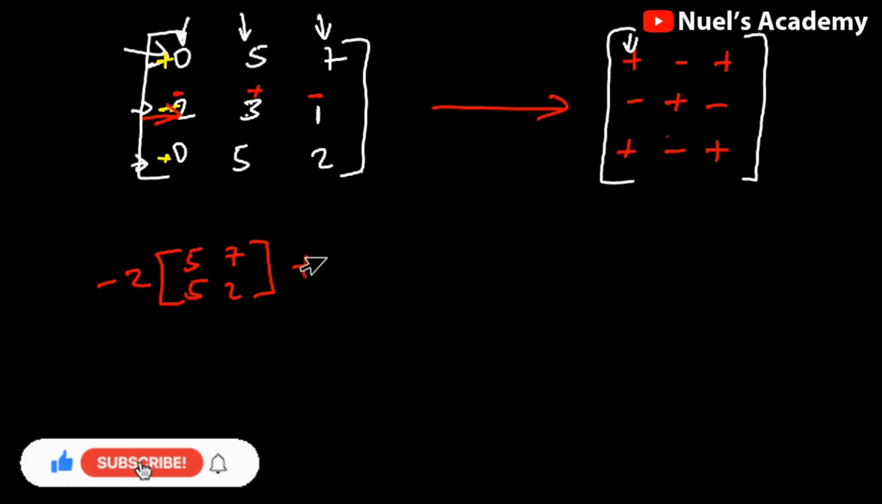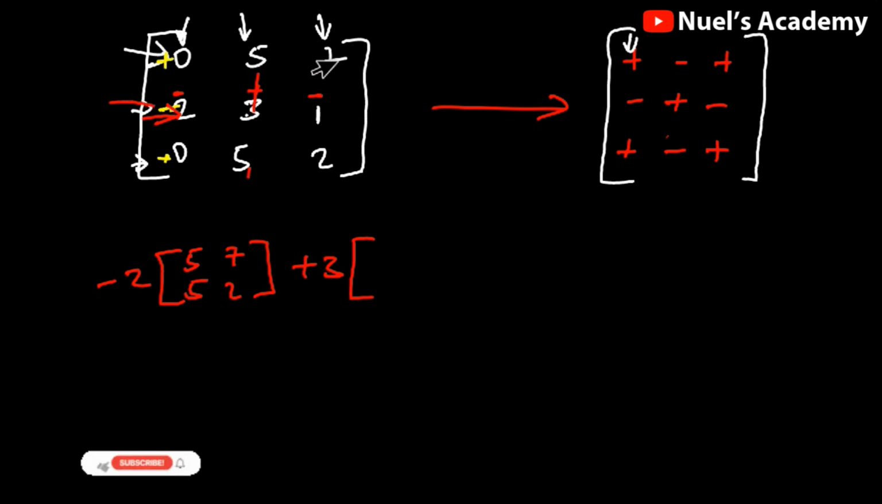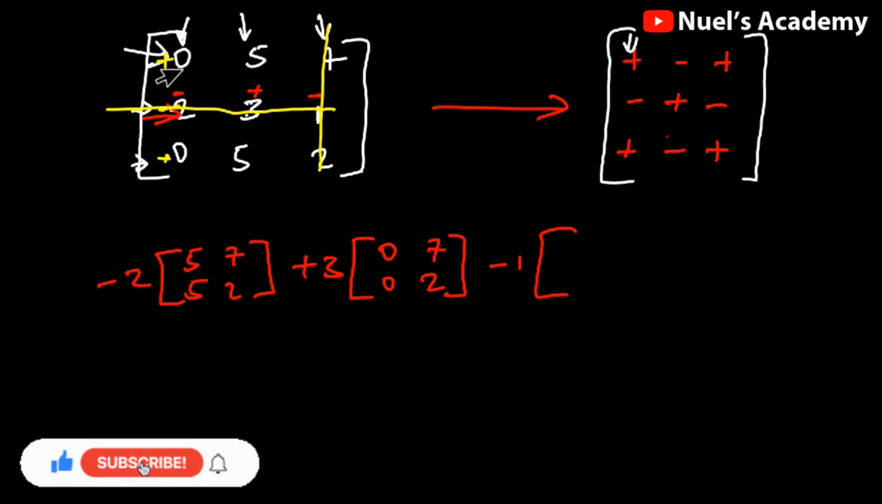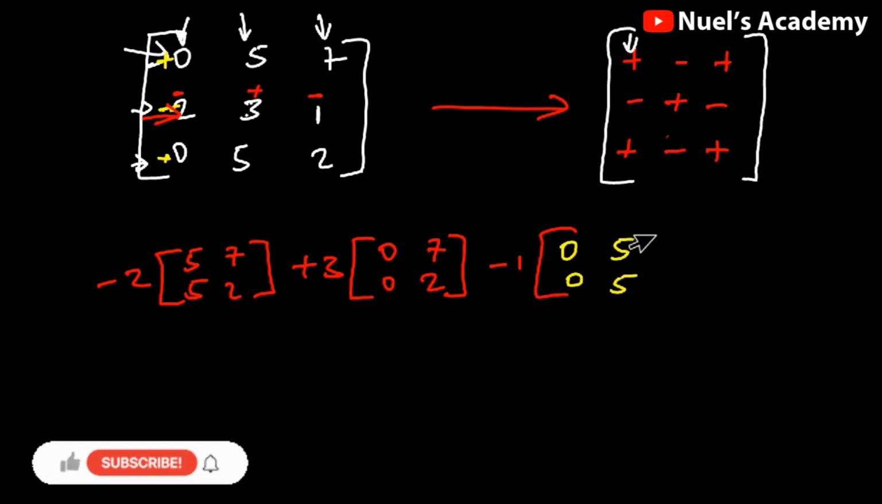Then we have plus 3. Then we're going to eliminate the second column and then the second row. We will be left with 0, 7, 0, and 2. Then we have minus 1, and we eliminate the second row and then the third column. We're going to have 0, 5, 0, and 5.